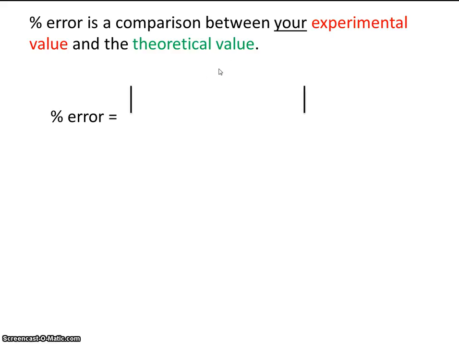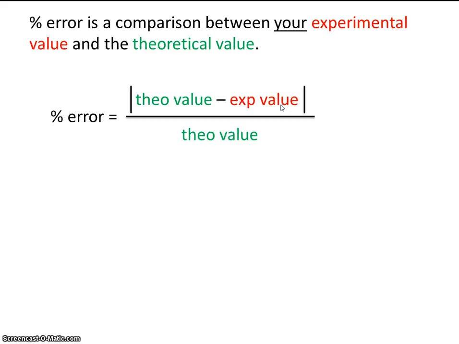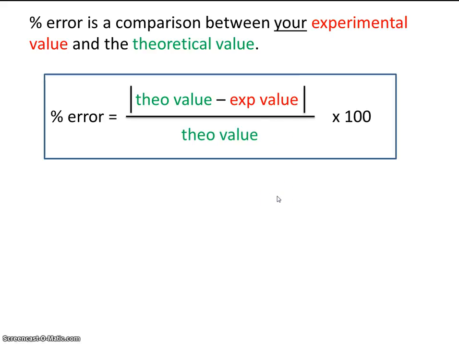Percent error equals the absolute value, don't forget the absolute value, of the theoretical value minus your experimental value divided by the theoretical value, and of course times 100. So be sure to copy this down or memorize it because we'll be using it quite a bit this year.